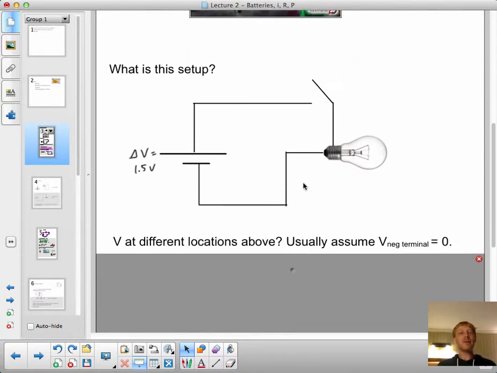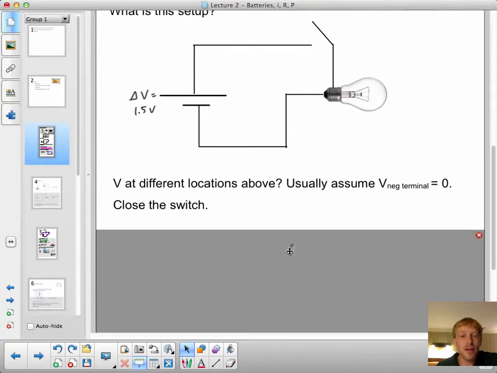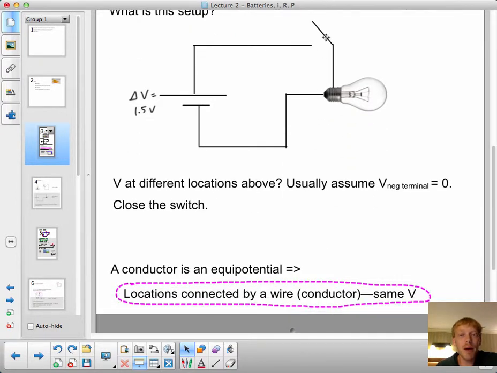So let's talk about the voltage at different locations. I already said that we would usually say that the voltage at the negative terminal of a battery is defined as 0 volts, in which case that would make this voltage 1.5 volts. And what's the voltage here at this location? Well, it's 1.5 volts, and the reason I can say that is that regions that are connected by a wire, here I'm going to close the switch, boom. Regions that are connected directly by a wire have the same voltage, the same potential.